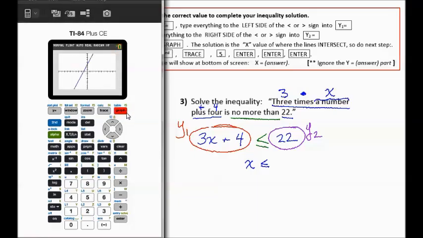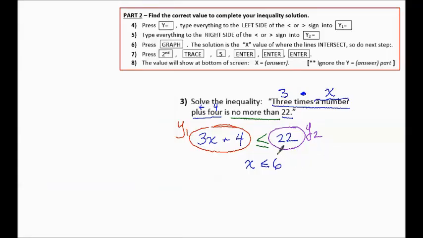You may not see the intersections, but once it's done graphing, you can do second calc, the intersection 5, enter, enter, enter. And it's telling you that the intersection should be at x is 6. So the right-hand side of your solution statement should be x is less than or equal to 6.